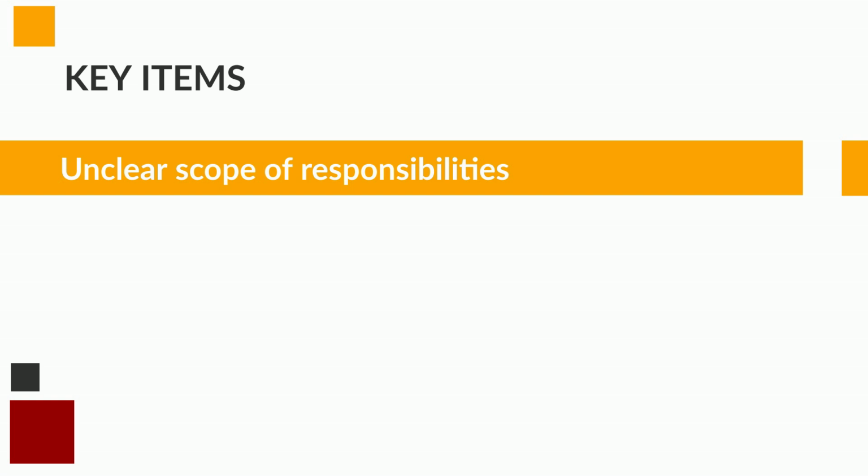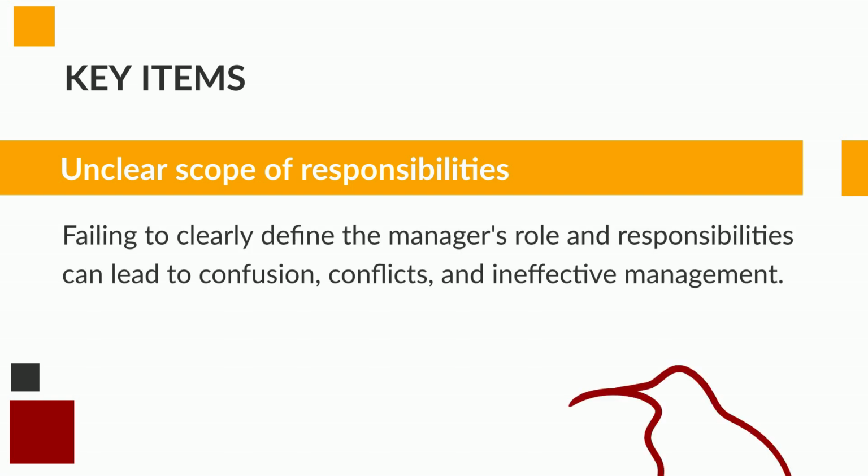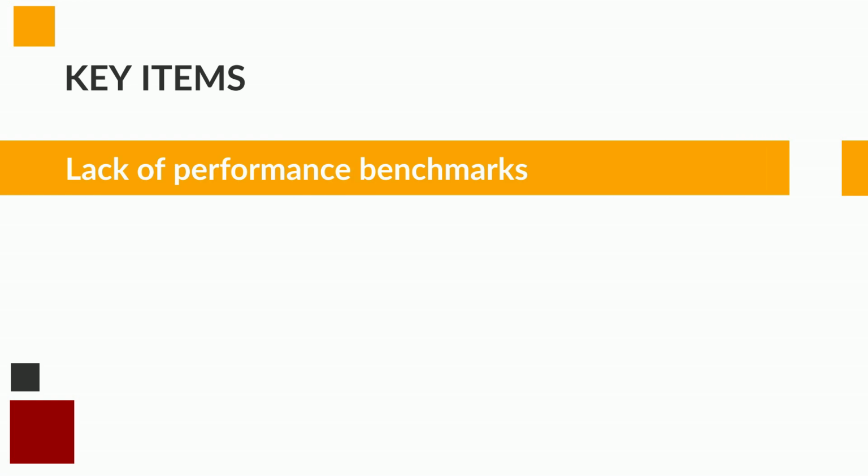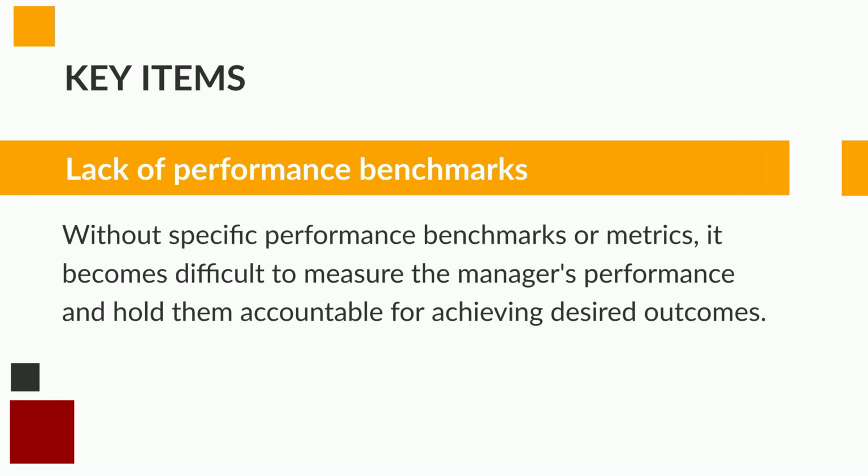Unclear scope of responsibilities. Failing to clearly define the manager's role and responsibilities can lead to confusion, conflicts, and ineffective management. Lack of performance benchmarks. Without specific performance benchmarks or metrics, it becomes difficult to measure the manager's performance and hold them accountable for achieving desired outcomes.